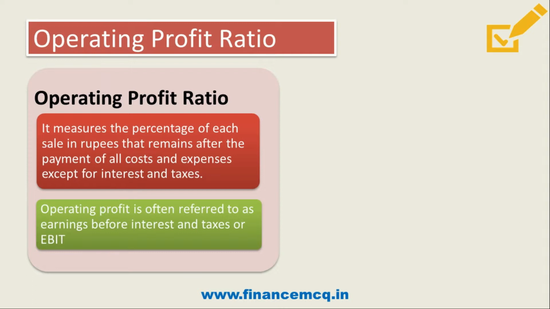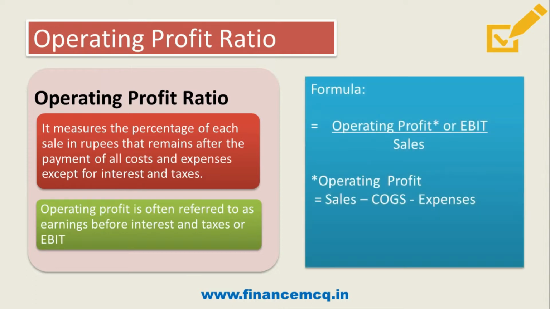And how is this ratio calculated? It is calculated as operating profit or EBIT, that is earnings before interest and tax, upon sales. And friends, how is this operating profit calculated? It is calculated as sales minus cost of goods sold minus all other expenses other than your interest and taxes, and in this way you will get your operating profit. So I hope this operating profit ratio is also clear to all of you.